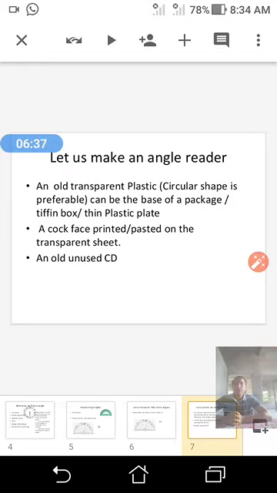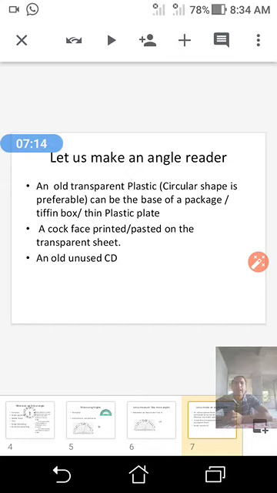So why should we restrict ourselves to only using the protractor available in the geometry box? Let us do an activity. How can we proceed with the activity? The activity is to prepare another material for measuring angles, for which we are going to use the important concept of the clock, as I named the topic, clock and angle reader. So we can use a clock face to measure an angle.